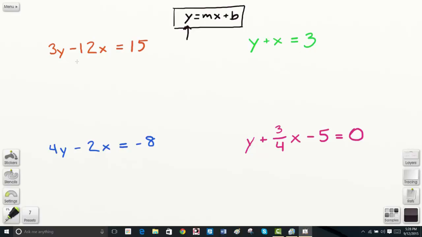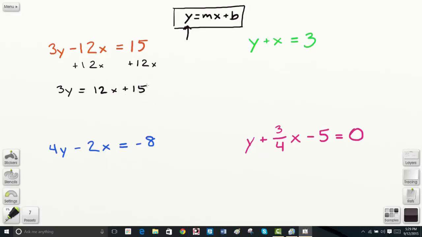We want to move this entire term. If we want to move the entire term, we need to either add or subtract. Since it's a negative 12x, I will add 12x to both sides. Now, if at any point you're forgetting how to rearrange equations, you can always go look back at those videos to get some more details. But I'm going to assume that we all remember. So to get rid of the 12x, we're going to add 12x to both sides. So that gives me 3y equals 12x plus 15.